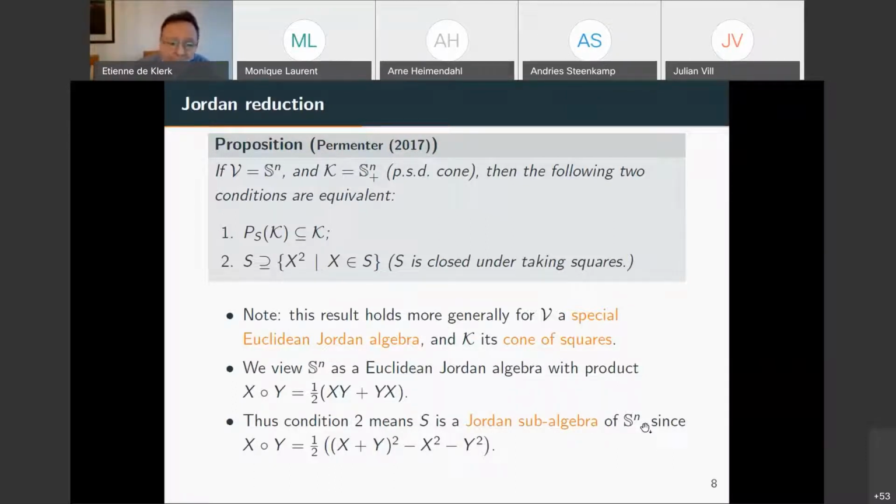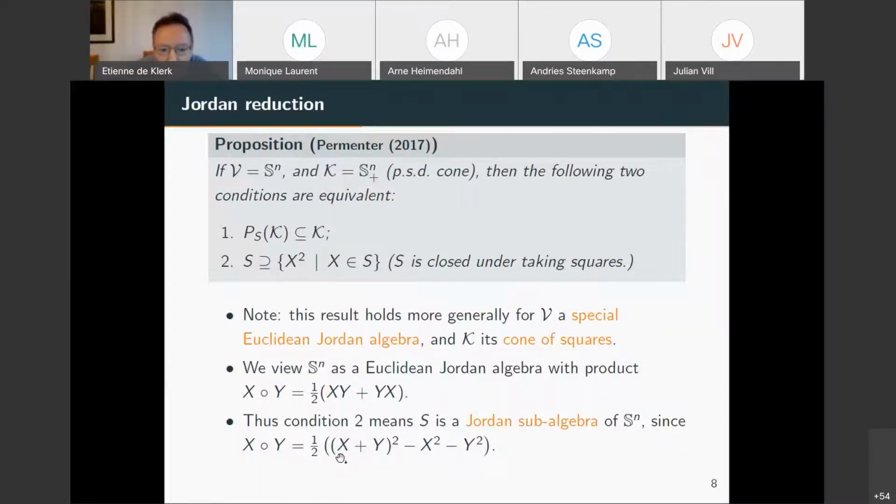So why is this the case? Well, it's just a simple identity that holds more generally for Euclidean Jordan algebras. The product we can write in terms of squares. It's very easy to verify indeed that the Jordan product of two symmetric matrices we can just write in terms of squares, where these squares refer now to the normal matrix product, which is of course the same as the square for the Jordan product.